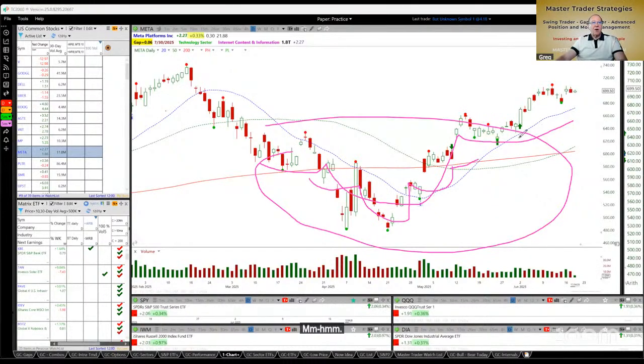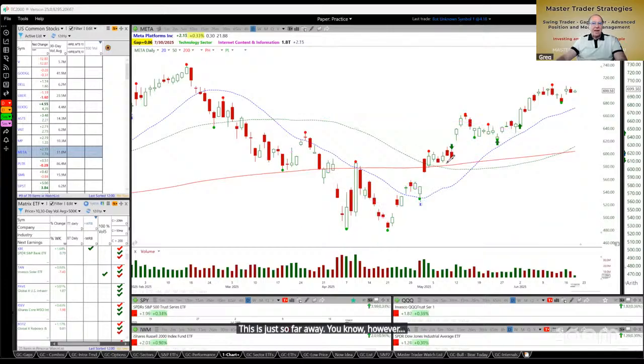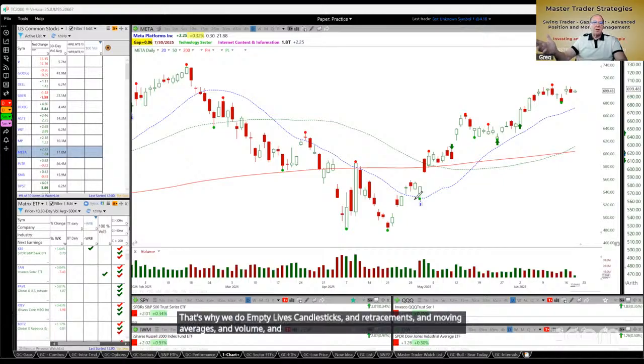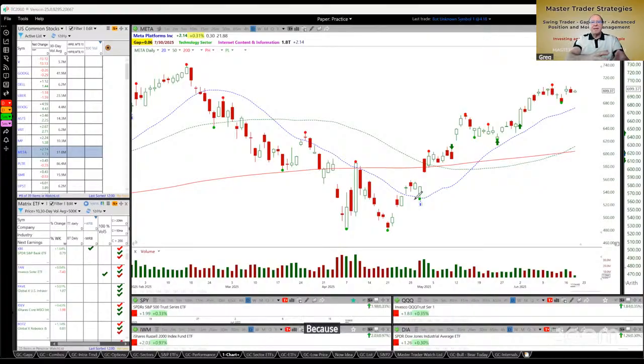This is just so far away, you know. However, to get head and shoulders patterns, that's why we do MT Lives on candlesticks and retracements and moving averages and volume and correction bars and all this stuff, right? Because one idea, while really helpful and powerful, doesn't meet the definition of what you might see every single day.